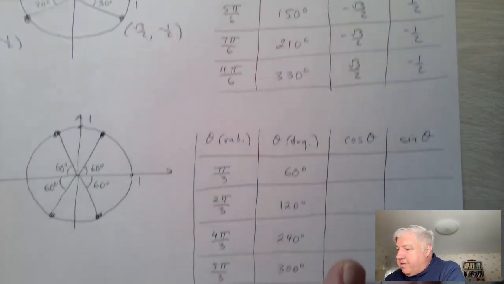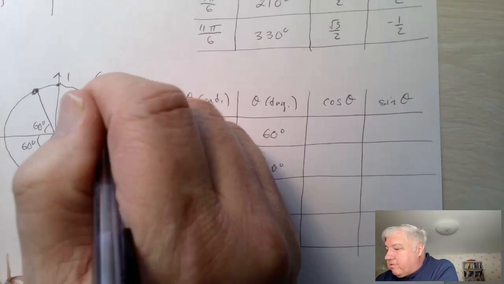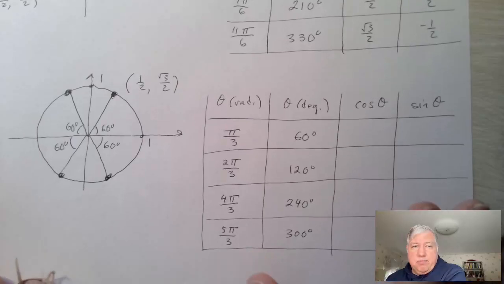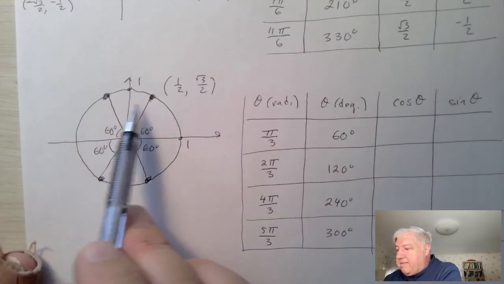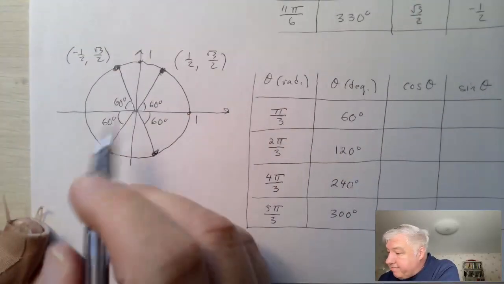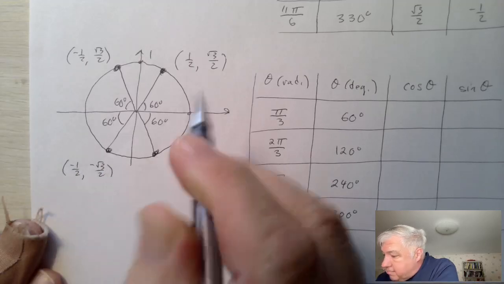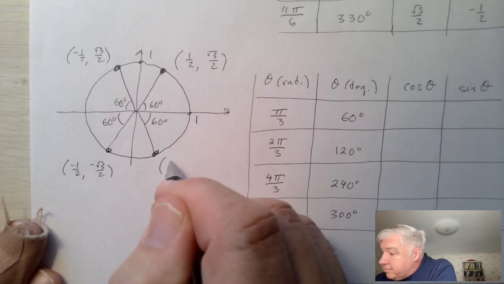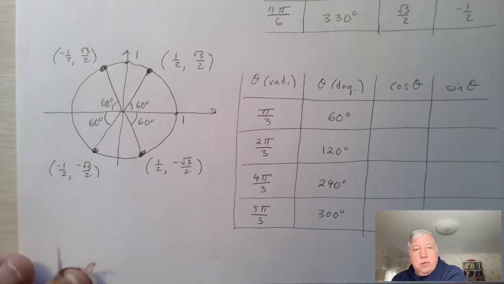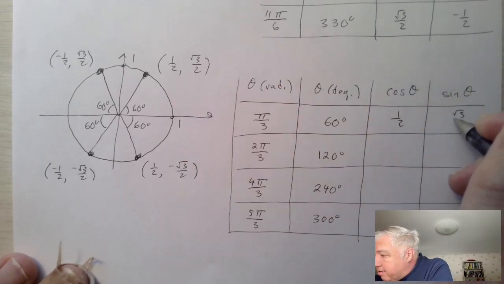Then the other case, 60 degrees. For 60 degrees we found out in the last video that the cosine was 1/2 and the sine was square root 3 over 2. So we can do the process again by symmetry. This will be negative 1/2, square root 3 over 2, and so on. So 60 degrees is 1/2, square root 3 over 2.